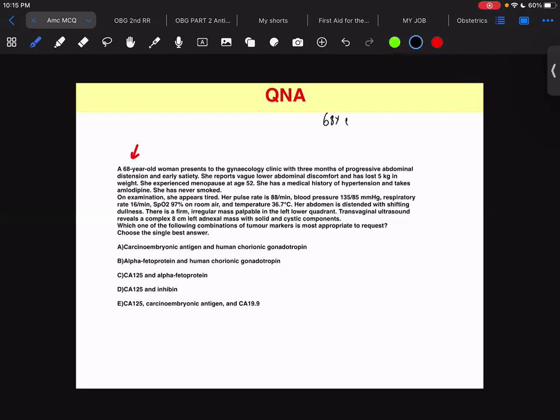68-year-old female, and she has a left adnexal mass. On the physical exam, it seems to be a very complex mass, nearly around 8 centimeters, and having both solid and cystic components.